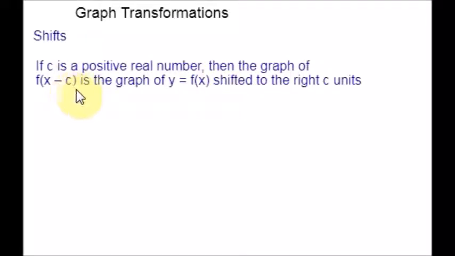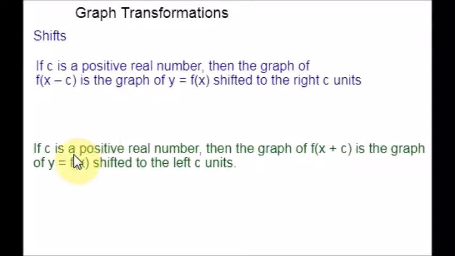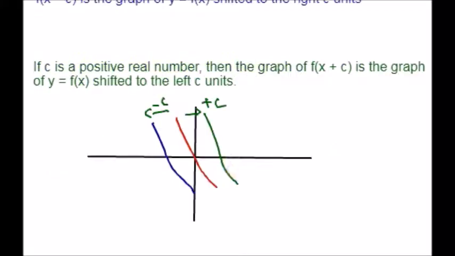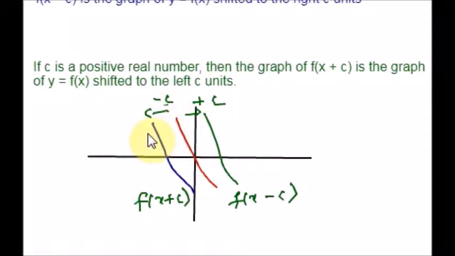In the same way, let me give you the shift rule for the left side. If c is a positive real number, then the graph of f of x plus c is the graph shifted to the left c units. This is how the graph will look. This is the parent function. F of x plus c means shifting to the left side. F of x minus c means shifting to the right side. Okay, hope you're clear with these two rules.